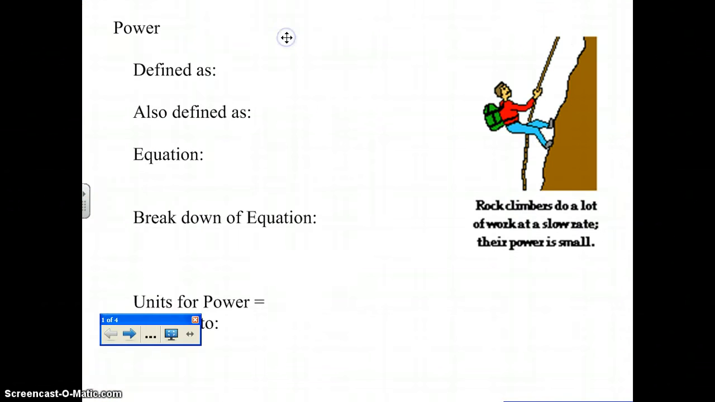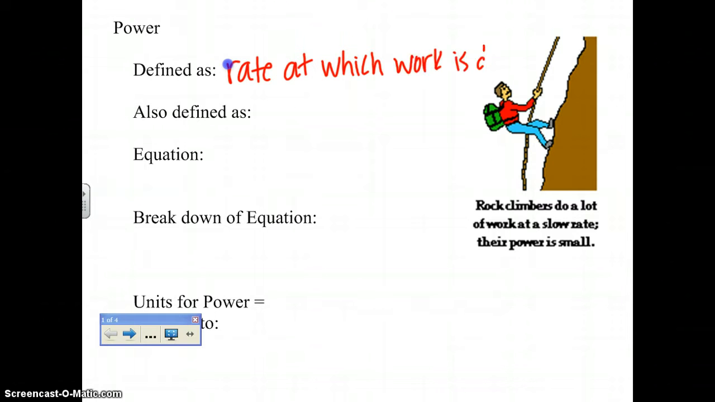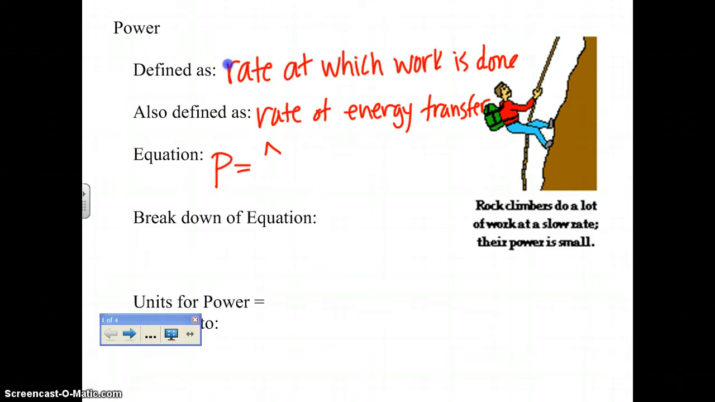So here are our power notes. First thing we want is our definition of power. Power is defined as the rate at which work is done. It's also defined as the rate of energy transfer. So your equation is power equals work over delta T, your work over your change in time.